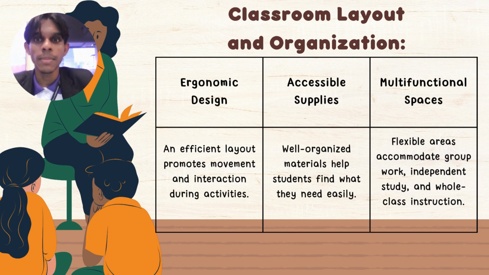Second one is lighting. So, in a classroom, there must be good lighting so that the classroom doesn't look dark and dull. A dull classroom can affect a student's learning process. So, next is accessible supplies. Well-organized materials help students find what they need easily. So, the teachers can provide newspapers, magazines, and storybooks, so it can help the students to learn in a good way and make their learning process easier.